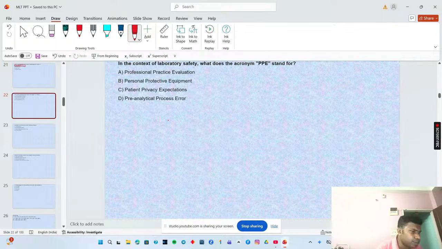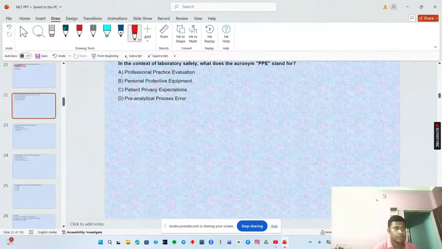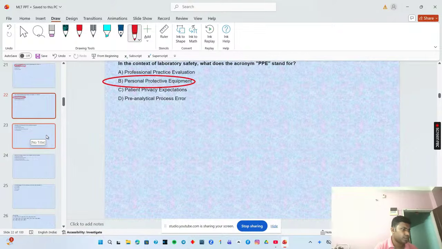What is the full form of PPE? You have heard about PPE kits during coronavirus. Have you heard about PPE kits? So the acronym for PPE is personal protective equipment. It is personal protective equipment.